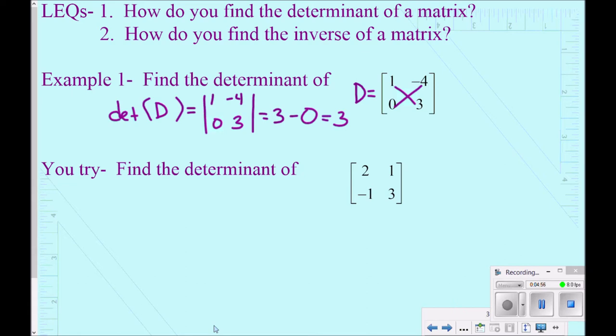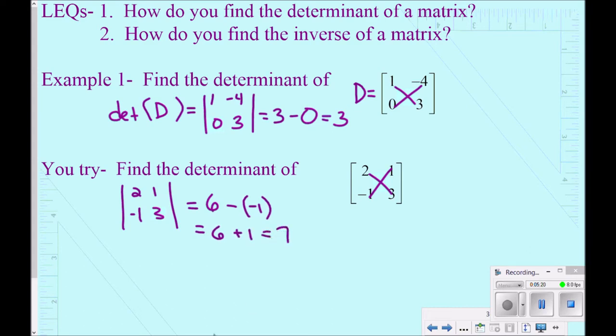Next, we're going to find the determinant of this matrix. So once again, we could say DET, or I'll just put 2, 1, negative 1, 3 inside of those bars. And I know that I'm going to do 2 times 3 is 6, and I'm going to subtract negative 1 times 1, which is negative 1. So that gives me 6 plus 1, which is 7.